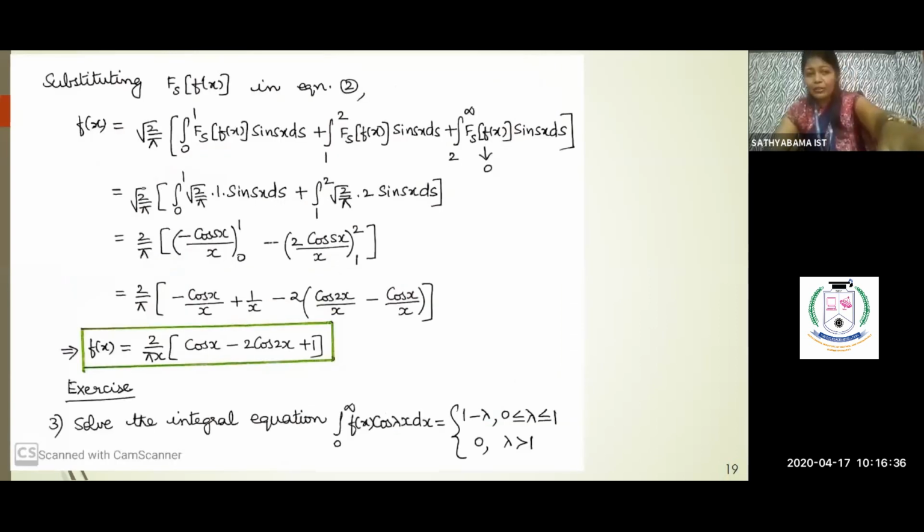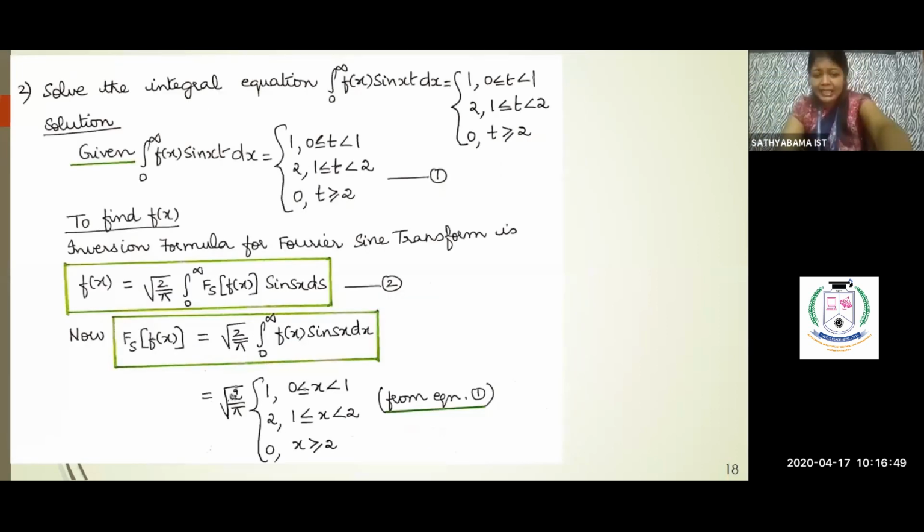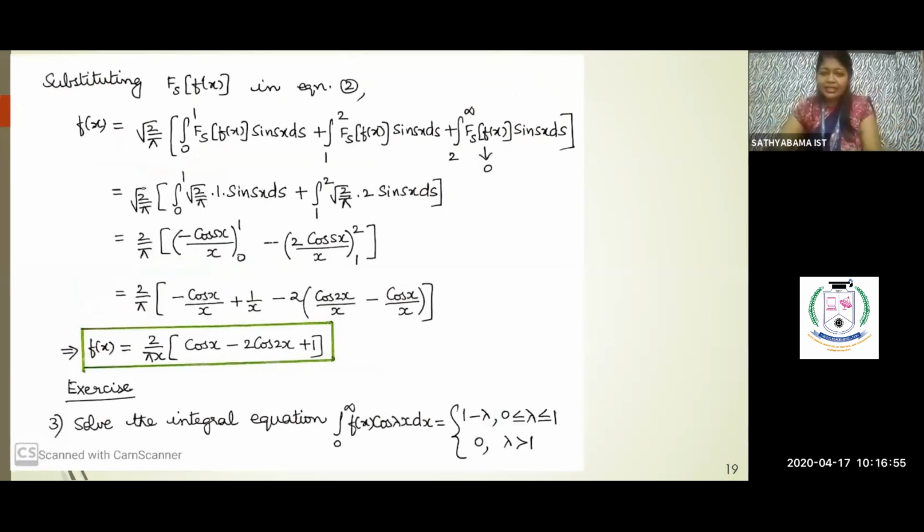See, when I substitute for Fs of f of x in equation 2, that will give me f of x. But what have I done? I first split the integral 0 to infinity as 0 to 1 plus 1 to 2 plus 2 to infinity. Now in 2 to infinity, look at the last line. For x greater than or equal to 2, what is the value? 0. So the last integral becomes 0. Integral of 0 becomes 0, so I can forget about the last integral.